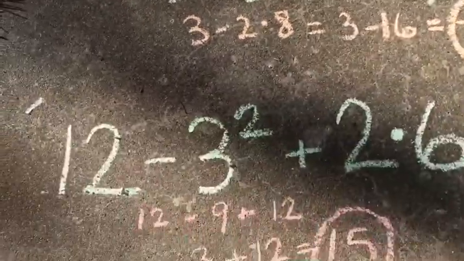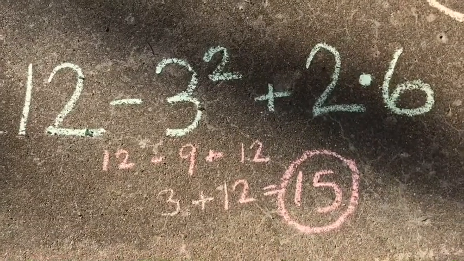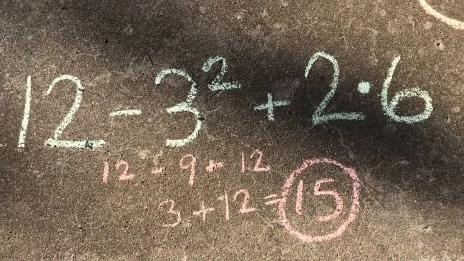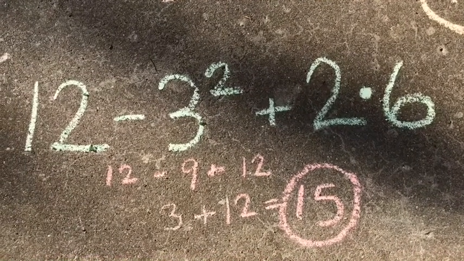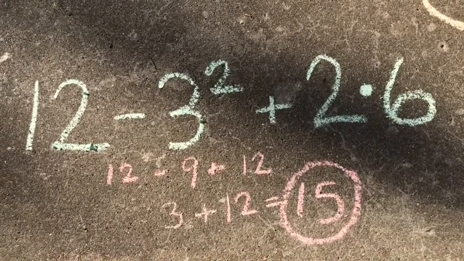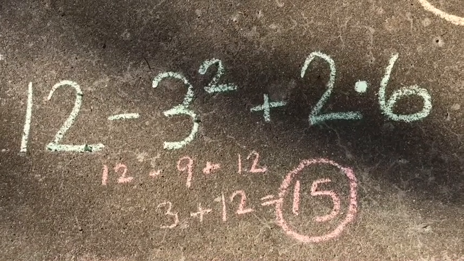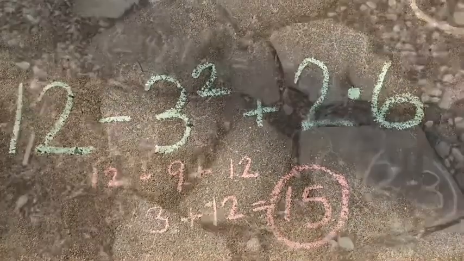Then when we move down to this next one, we're going to do the exponents first. So we get 9. And then we take the 2 times 6, which is 12. So we end up with 12 minus 9 plus 12, or 3 plus 12, which is 15.